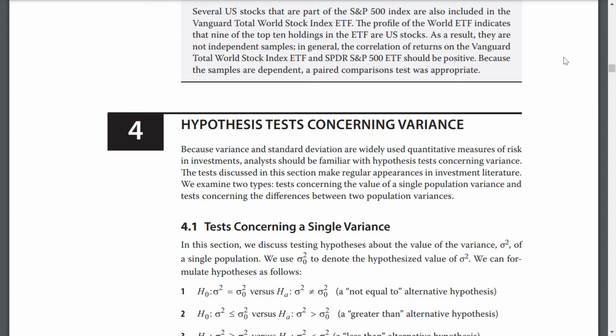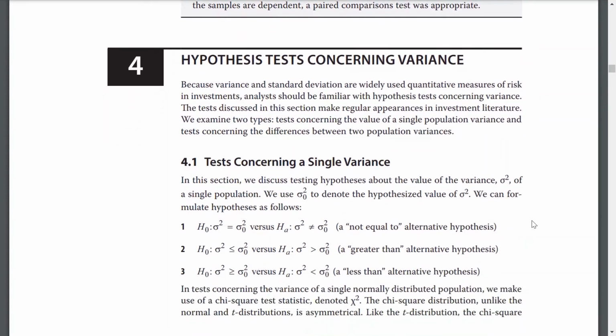Because variance and standard deviation are widely used quantitative measures of risk, an investment analyst should be familiar with hypothesis tests concerning variance. The tests discussed in this section make regular appearances in the investment literature. We examine two types: tests concerning the value of a single population variance, and tests concerning the difference between two population variances. 4.1, tests concerning a single variance.